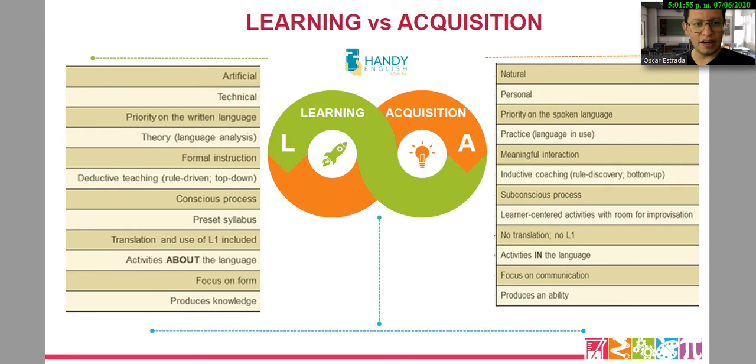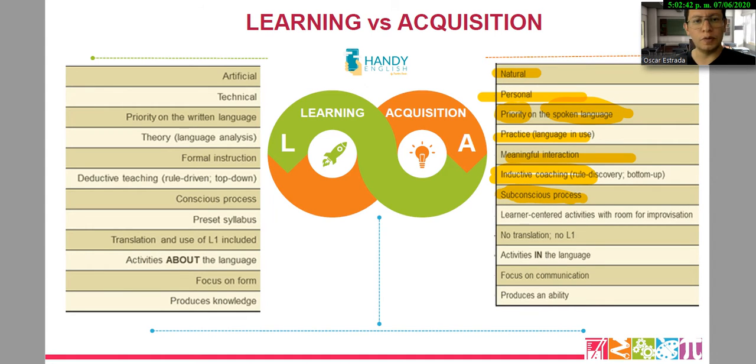Language acquisition comes in a natural way. That's what happens when we acquire our native language. It's personal. It's through our own experience. The priority of this part of acquiring a language is in the spoken production. We need to practice the language in use. We need to use the language to communicate, and therefore it's going to be meaningful for our interaction. In order to acquire it, we do it through inductive coaching. When our parents are correcting our language, they are not telling us that we made a grammar mistake when we're babies. They're just correcting our pronunciation or trying to get us to say the word properly. So that's inductive coaching.